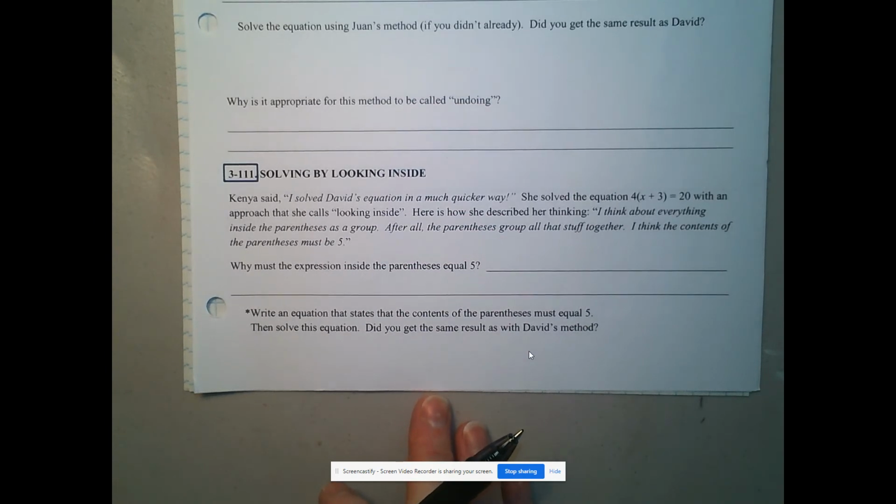Kenya said, I solved David's equation in a much quicker way. She solved the equation 4 times x plus 3 equals 20 with an approach that she calls looking inside. Here's how she described her thinking. I think about everything inside the parentheses as a group. After all, the parentheses group all that stuff together. I think the contents of the parentheses must be 5 because, and we just said, 4 times 5 is the only way to get 20, so the contents of the parentheses would have to be worth 5. This was our third option.